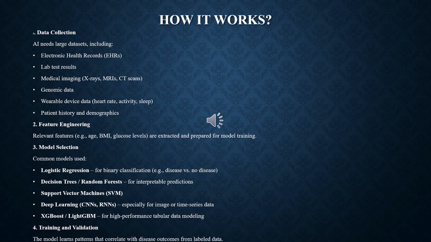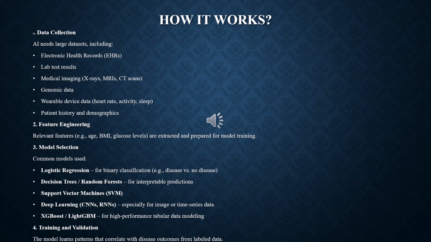The second step is feature engineering, selecting relevant features such as age. That particular age is important, because we don't know at which age diabetes causes this disease. Then BMI, the blood pressure of the patient, and glucose level. With all of these you can prepare the model to extract the disease prediction.